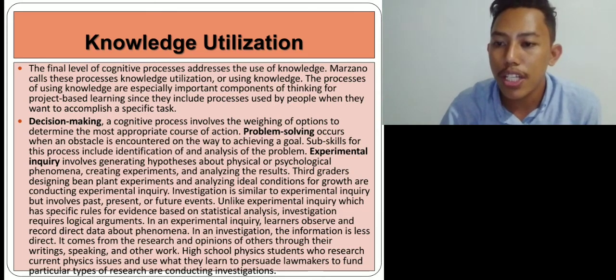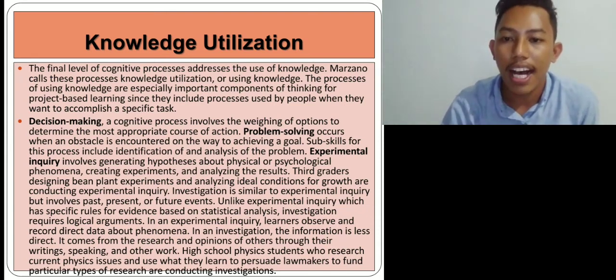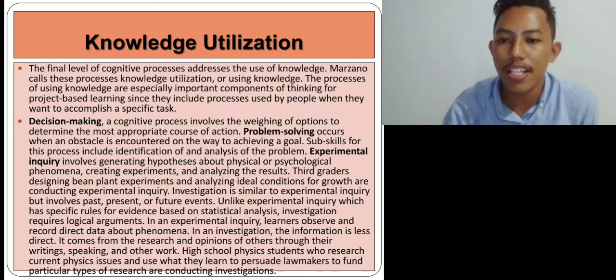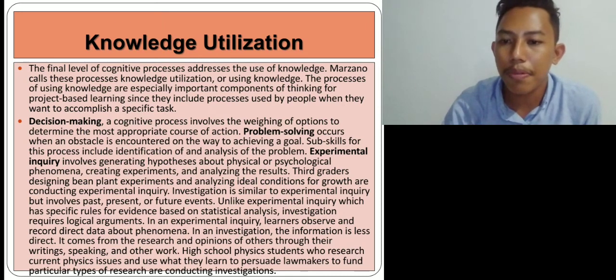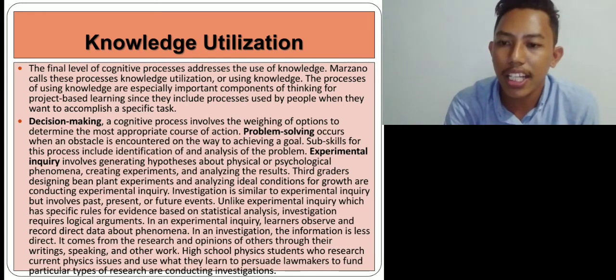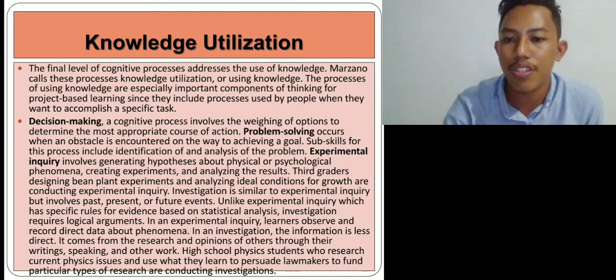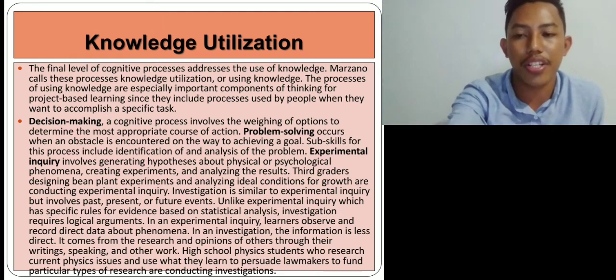Investigation is similar to experimental inquiry but involves past, present, or future events. Unlike experimental inquiry, which has specific rules for evidence based on statistical analysis, investigation requires logical arguments. In an experimental inquiry, learners observe and record direct data about phenomena. In an investigation, the information is less direct. It comes from the research and opinions of others through their writing, speaking, and other work. High school physics students who research current physics issues and use what they learn to persuade lawmakers to fund particular types of research are conducting investigation.